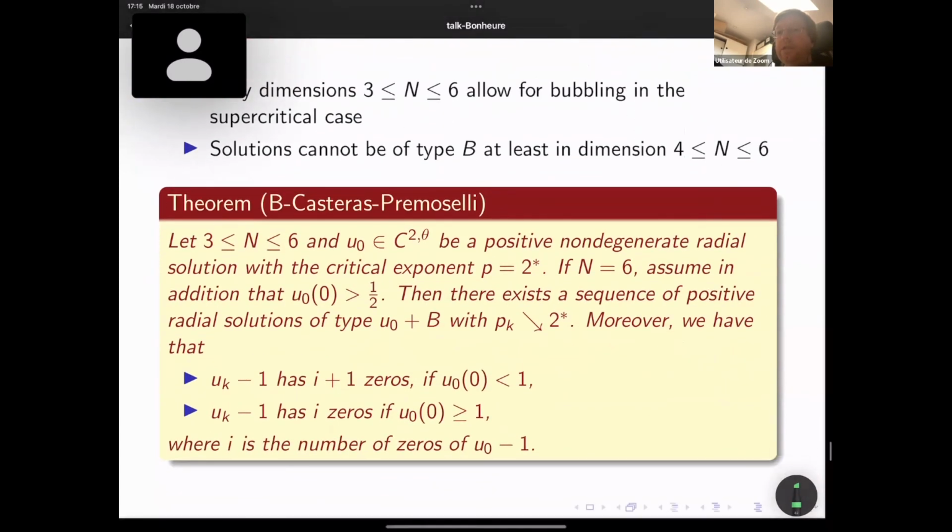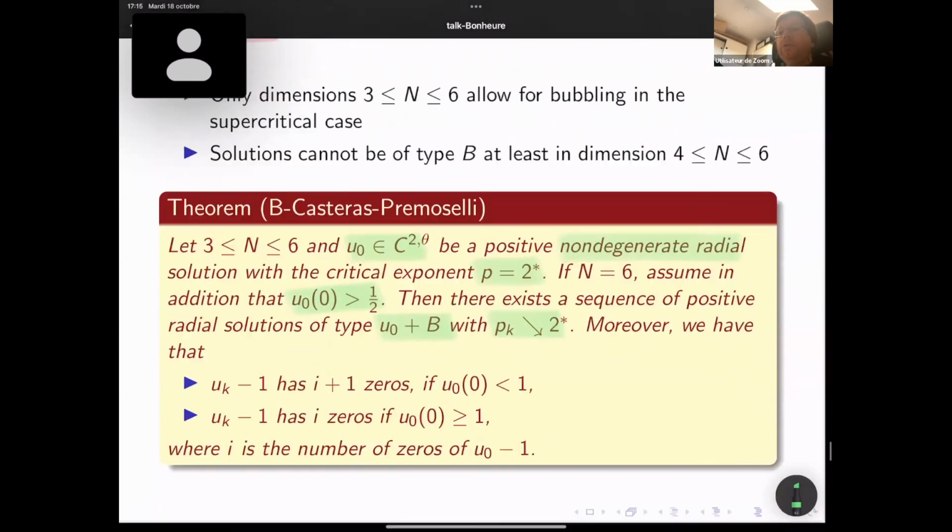And so the result is like this. Again, you take a U0, which is a non-degenerate radial solution at the critical exponent. In dimension 6, you need to assume something about the value at 0, and then you can prove the existence of a sequence of solutions of type U0 plus B in the supercritical regime. Okay, so this is exactly the classification I wanted to show you today.